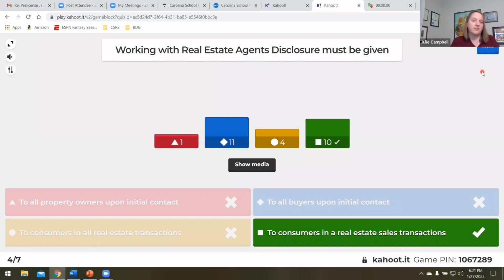Because they're in a sales transaction. That's the key to working with real estate: it's all sales. So it's all buyers, commercial, residential. What's wrong with it is initial contact. We do our real estate for substantial contact. Questions on this one?